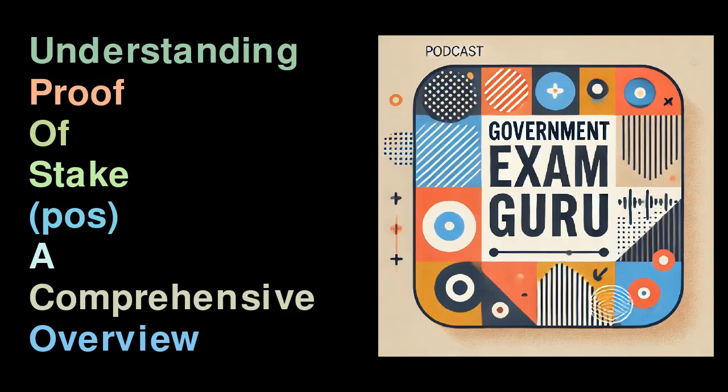Understanding Proof of Stake, PoS. A comprehensive overview. Proof of Stake, PoS, has emerged as a pivotal consensus mechanism in the realm of cryptocurrency and blockchain technology. Designed as an alternative to the original proof of work, PoW, method, PoS offers a more efficient and environmentally friendly means of validating transactions and creating new blocks within a blockchain.